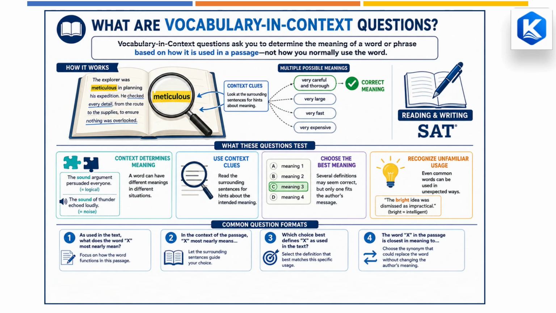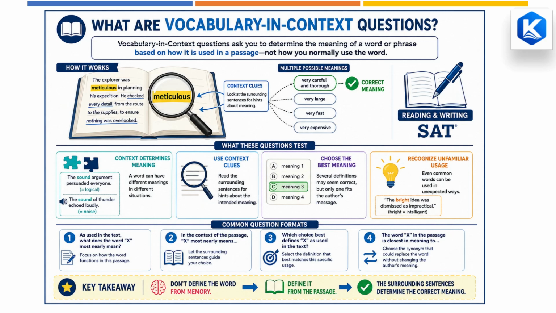The biggest mistake students make is choosing the definition they already know instead of the one supported by the passage. A much better strategy is to read the sentence containing the word, then read the sentences immediately before and after it. Those surrounding lines usually provide the clues you need. Remember this simple rule: don't define the word from memory, define it from the passage. If you let the context guide your thinking, you'll greatly improve your chances of selecting the correct answer.